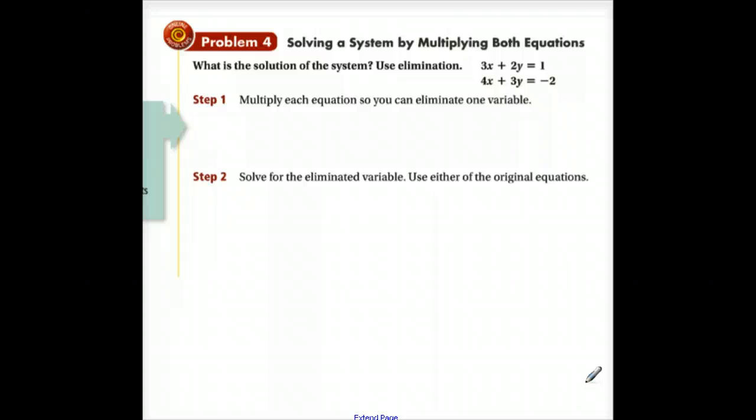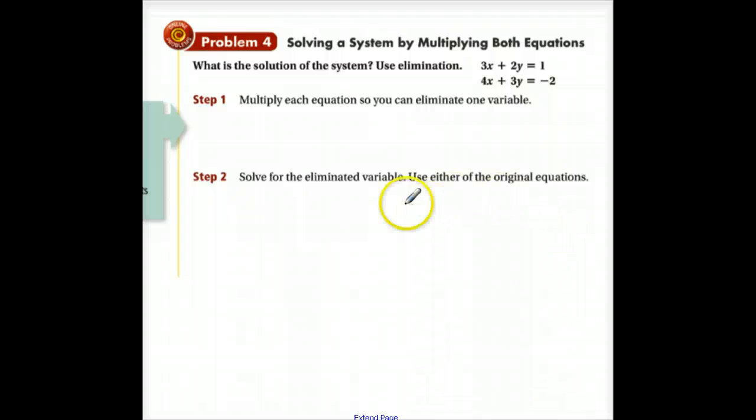Now, we can also solve a system by multiplying both equations. If you look at two equations in your system, now don't forget, you can always use graphing and the substitution method to find your solution. However, if you want to eliminate and none of the coefficients of the two equations in your system are alike or opposite, you can multiply both equations by a number so that you get like coefficients.